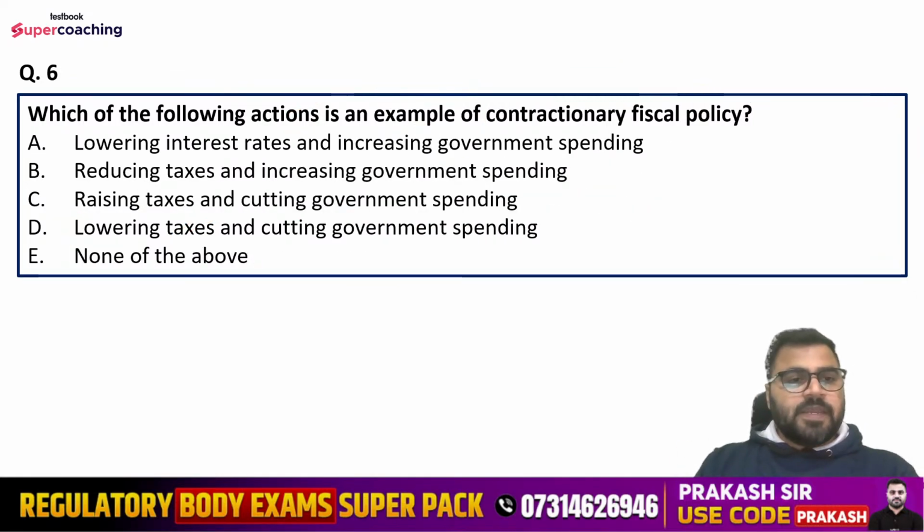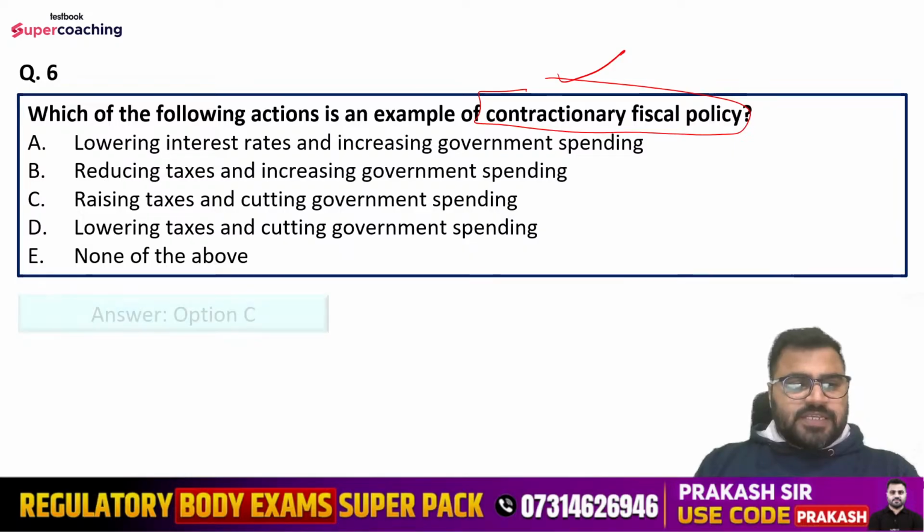ठीक है. Question number 6 is which of the following actions is an example of contractionary fiscal policy? So options are lowering interest rates and increasing government spending, reducing taxes and increasing government spending, raising taxes and cutting government spending, lowering taxes and cutting government spending, or none of the above. So the question is related to contractionary fiscal policy. Yes, do let me know.